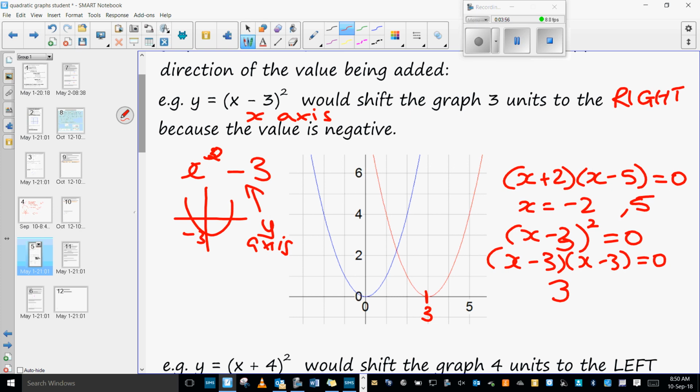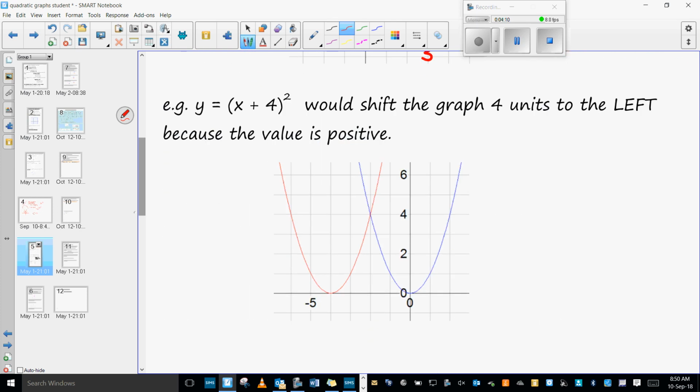For graphs like this, it's going the correct way, as you would imagine. For graphs when they're in brackets, they go in the opposite direction. So for this one, we've got x plus 4 all squared. It's going 4 units to the left, so the vertex is now at negative 4.